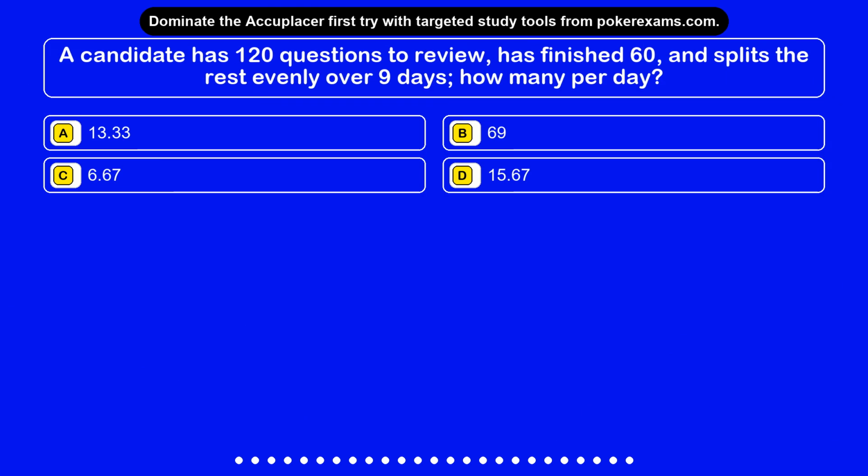Question 8. A candidate has 120 questions to review, has finished 60, and splits the rest evenly over 9 days. How many per day? Option A, 13.33. Option B, 69. Option C, 6.67. Option D, 15.67.